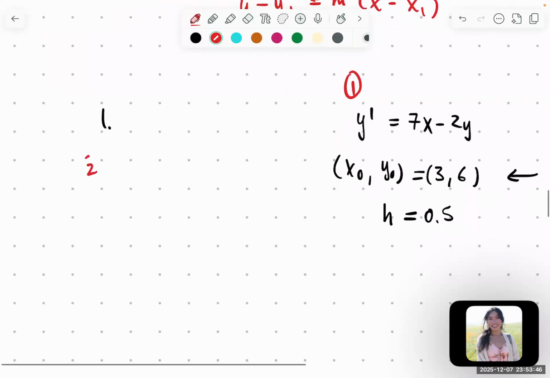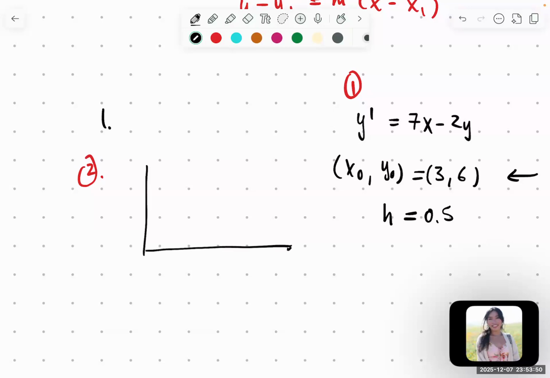The second step that I usually do is write a graph. I'll just do this x, y. I feel like this graph is going to be really helpful. So we're going to plot the point 3, comma 6, and this is going to be our x of 0, y of 0. So it's our starting point.